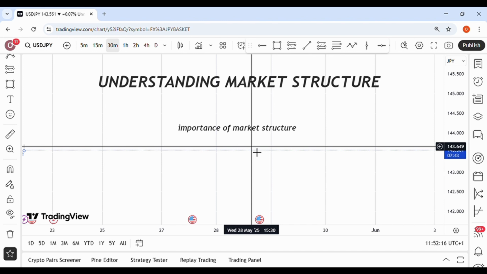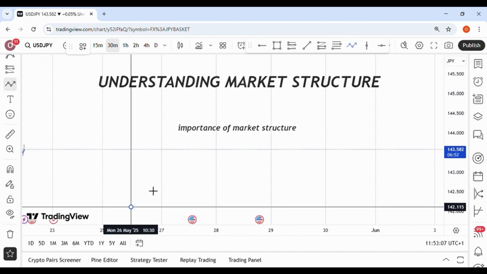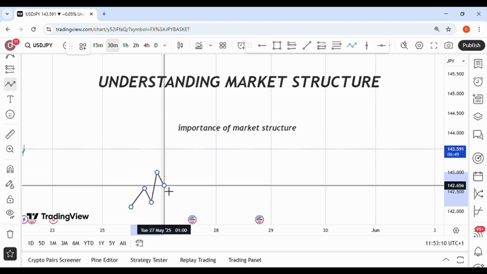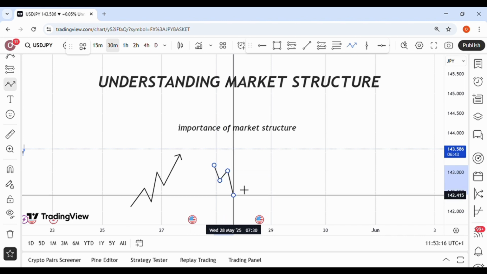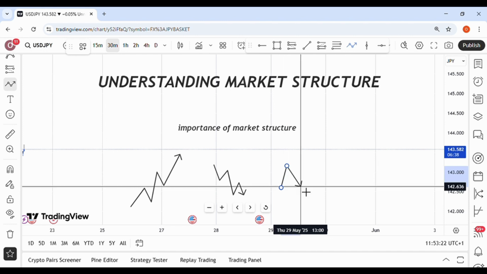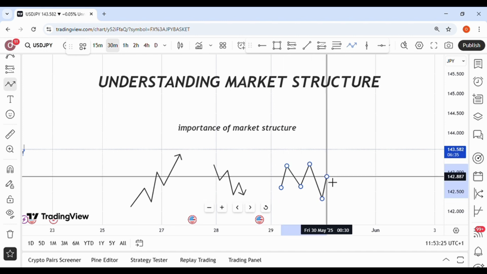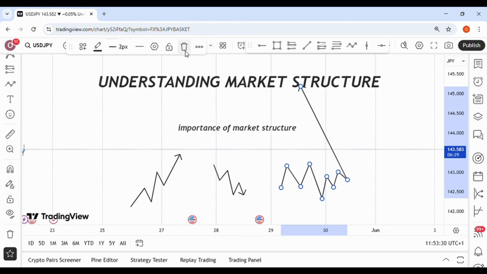Now, market structure is categorized into three forms. Let me explain one by one. You can say the way in which the market is formed and moves in the form of trend is called market structure. We have three types of trend. We have our uptrend. This is the uptrend. We have our downtrend, and we also have our consolidation, when price is consolidating around without breaking any structure. So these are the three types of market structure that we have.